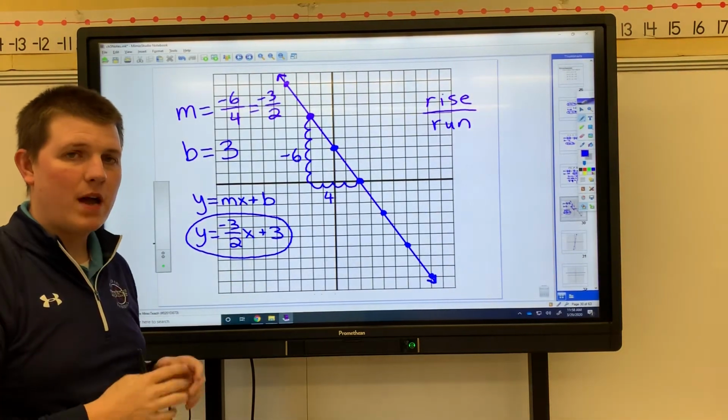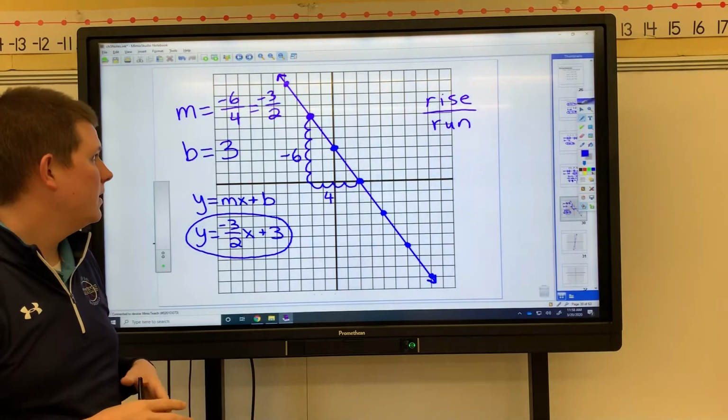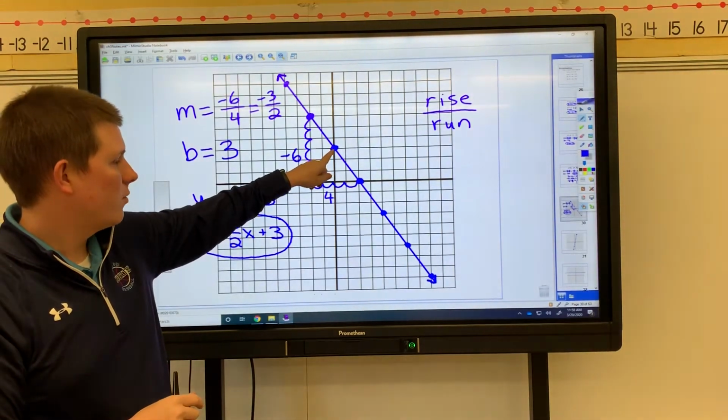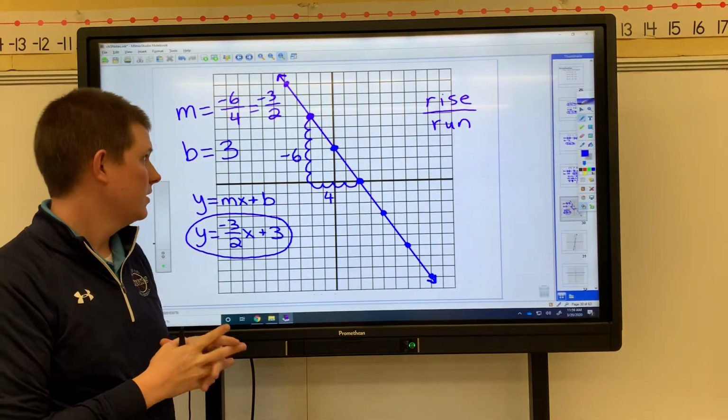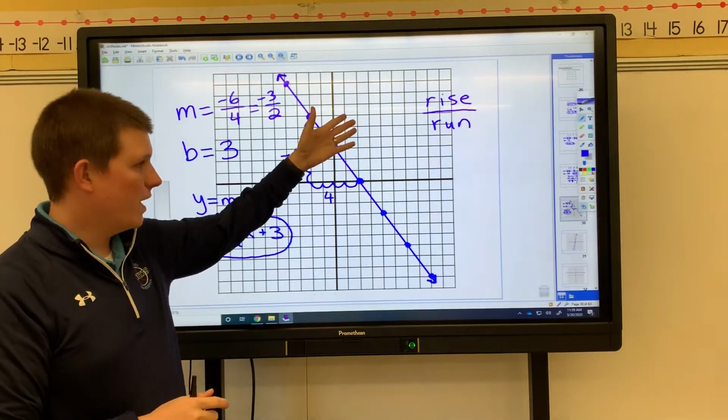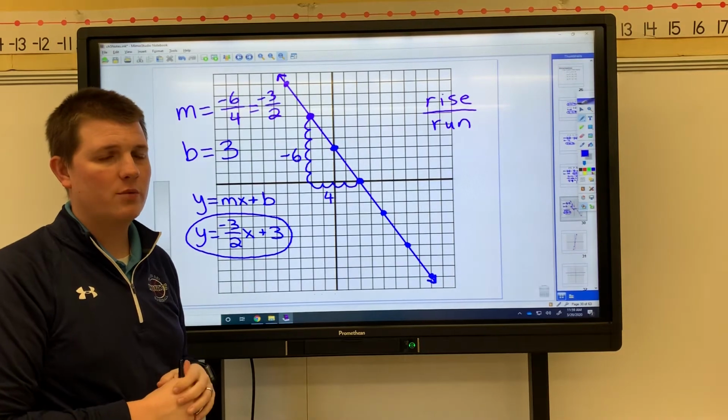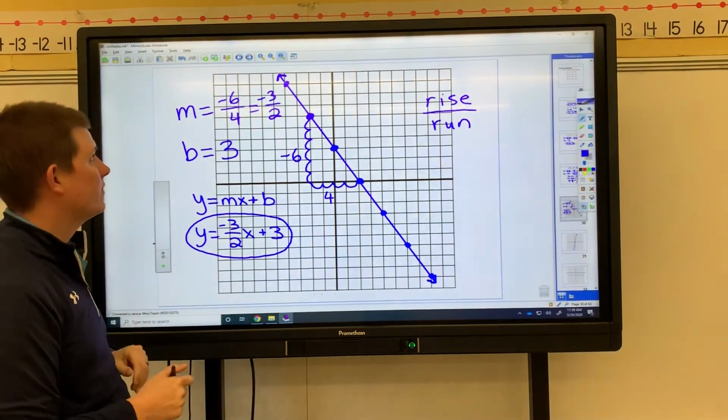Find m, find b, plug it in. We found the b by just seeing where the line crossed the y-axis. We found the m by doing the same thing we did earlier in this chapter, which is pick 2 points and do rise over run, always starting with the dot on the left. There's our answer. Let's do another example.